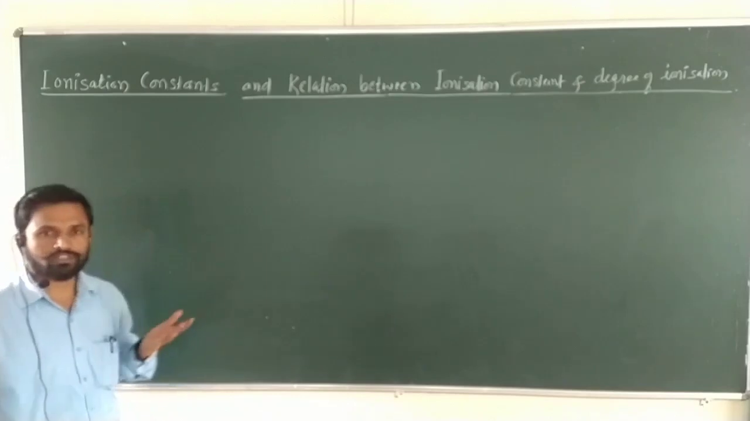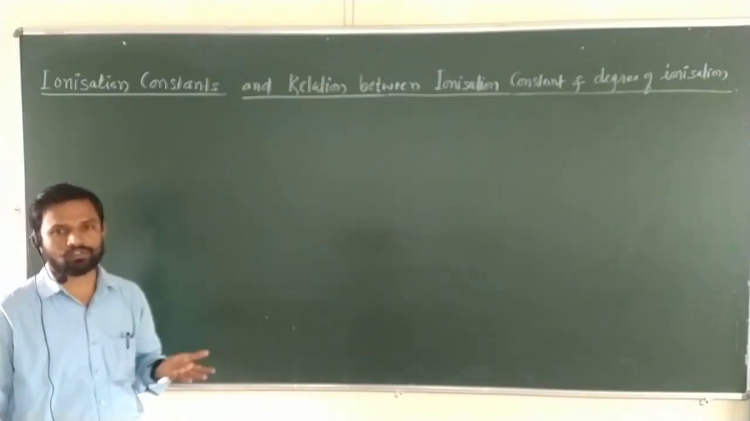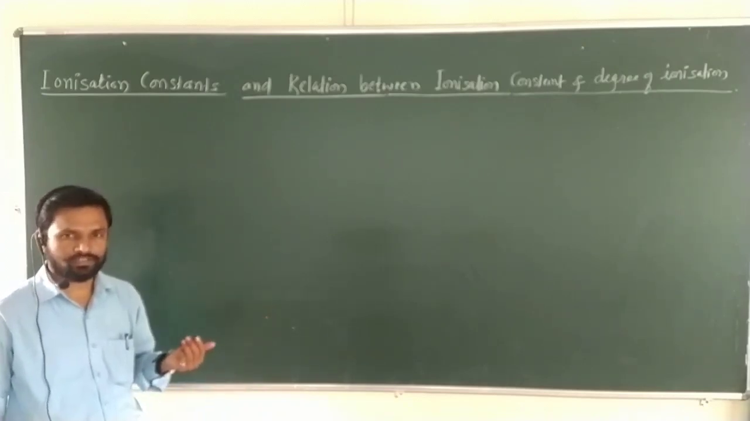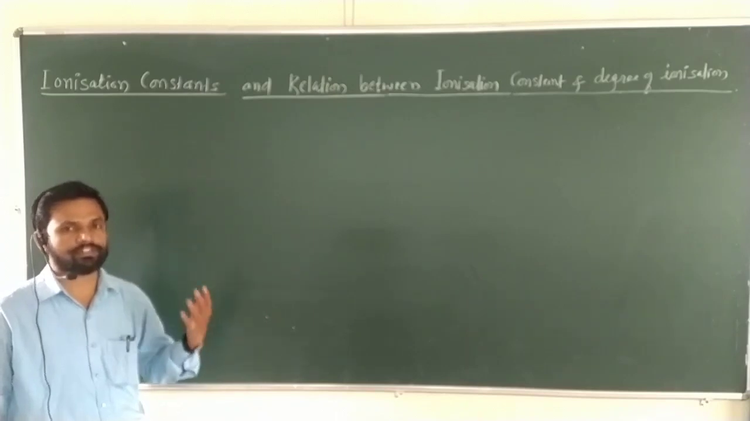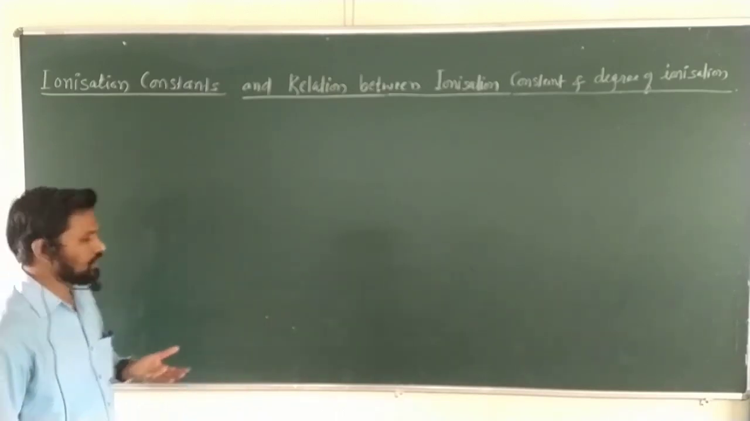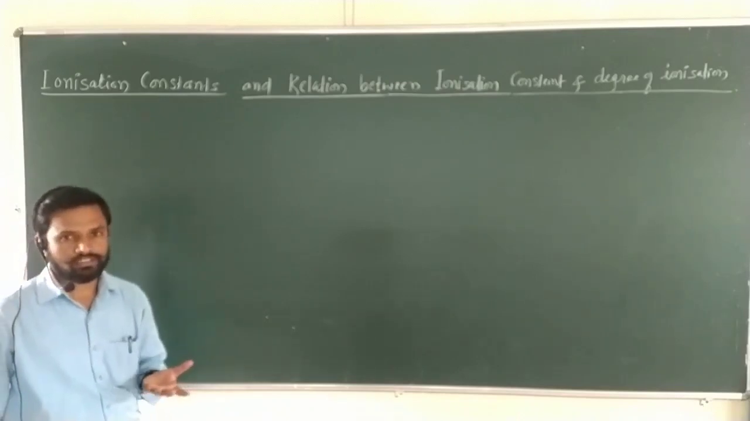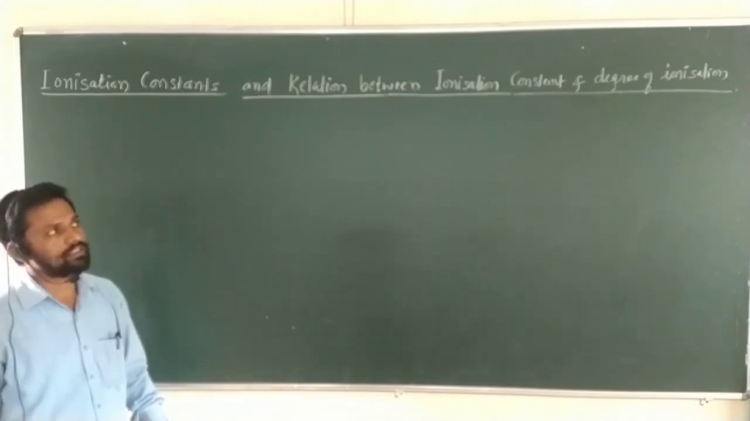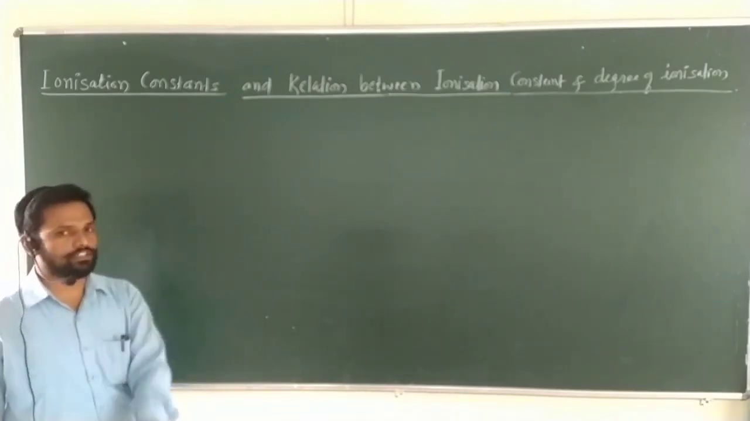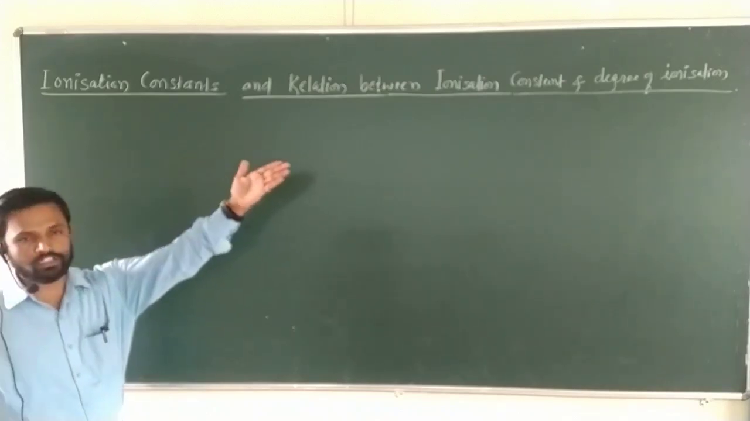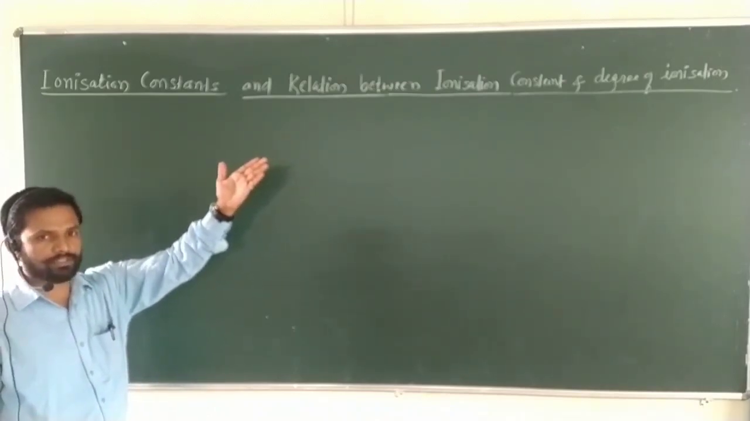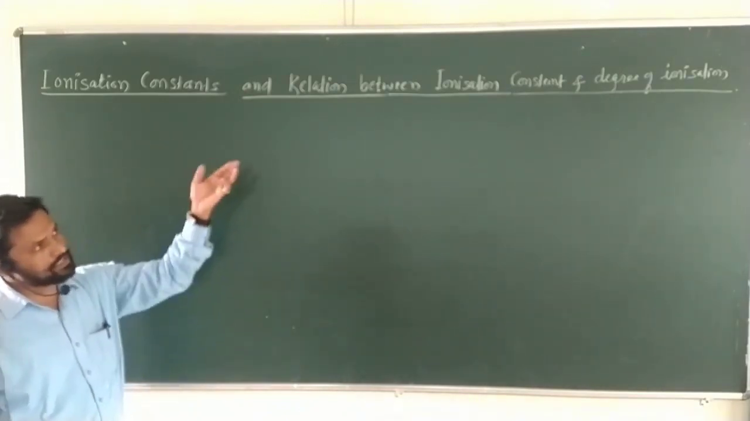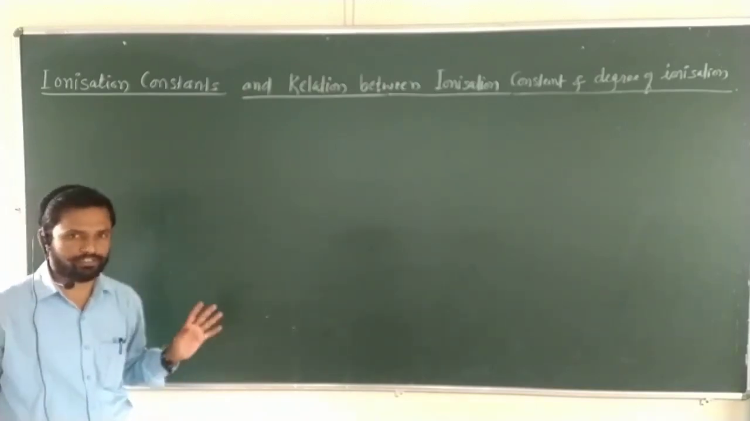In the last lecture, we studied the concept of electrolyte and the factors affecting the degree of ionization. These three different concepts were studied in the last lecture. Today, we are going to study a new concept, that is ionization constant and the relation between ionization constant and the degree of ionization. Already we know what is meant by degree of ionization, which is represented by alpha.